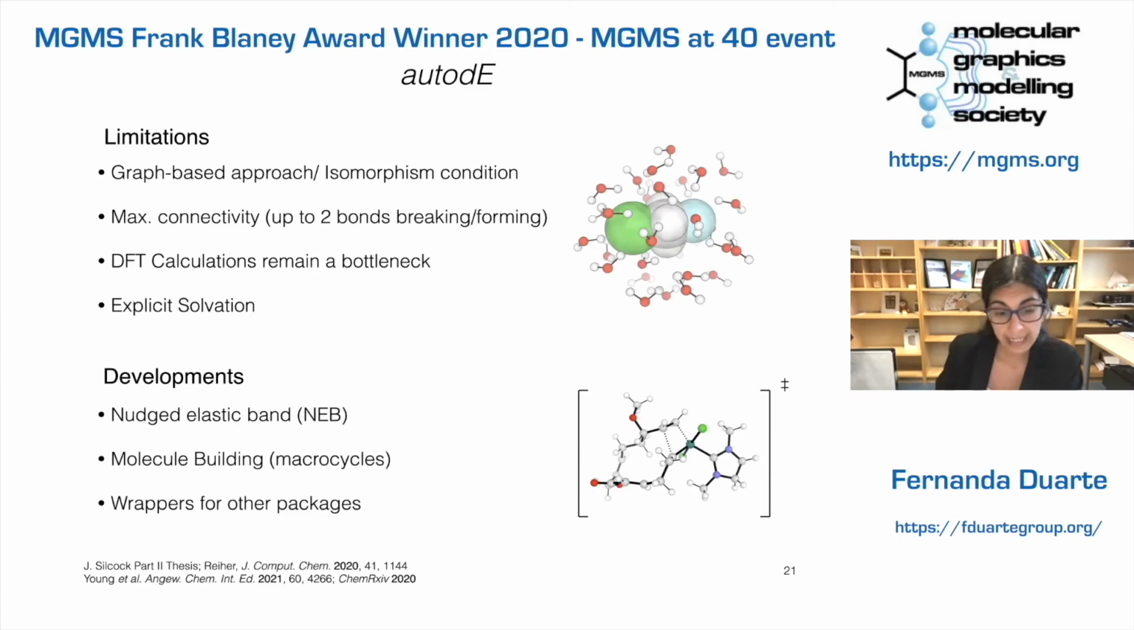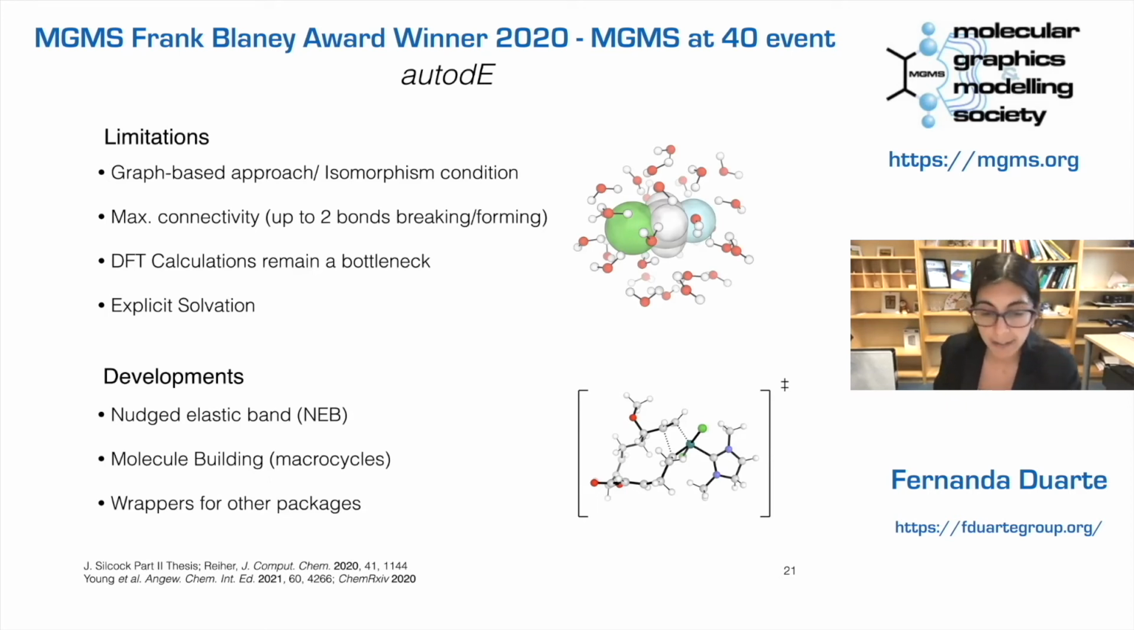Software so far has allowed us to do work more efficiently, but still there are many limitations that we know, some of them based on graph representations and the condition of isomorphism. So for example, an isomerization is not possible. We still have DFT as the main bottleneck, and solvation has been very difficult to implement.